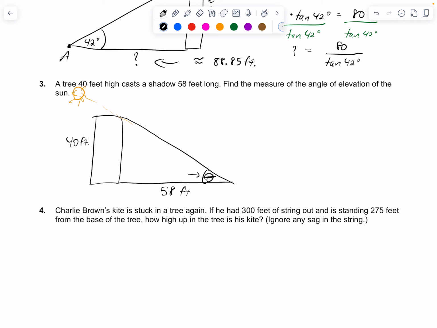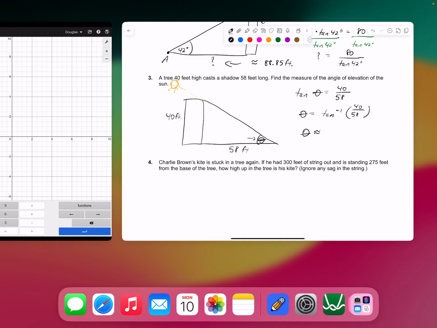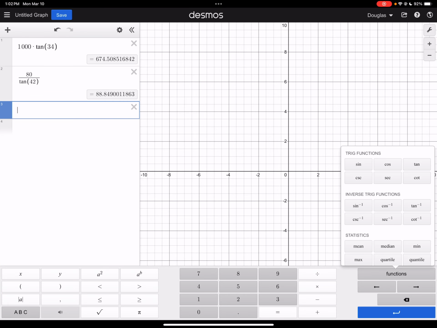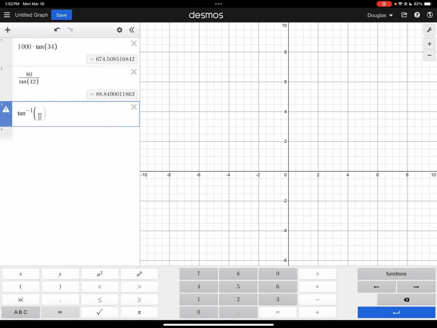Using my trigonometry, I'm going to write tangent of theta equals 40 over 58, opposite over adjacent. Now, the exact answer for theta, because I have to go backwards, is tangent to the negative first power of 40 over 58. That's the exact answer. My approximate angle, if I type that in, tangent to the negative first power of 40 over 58, is approximately 34.59 degrees.